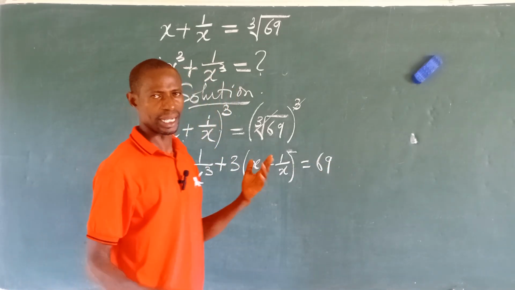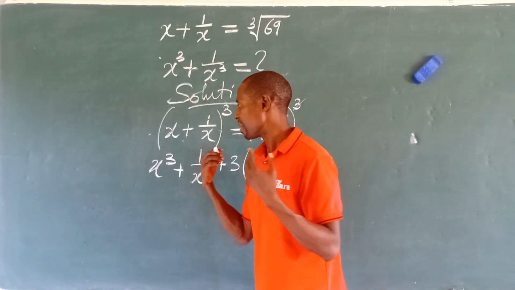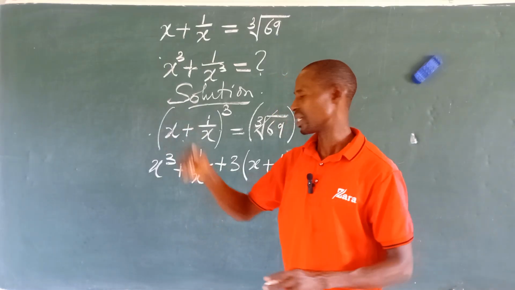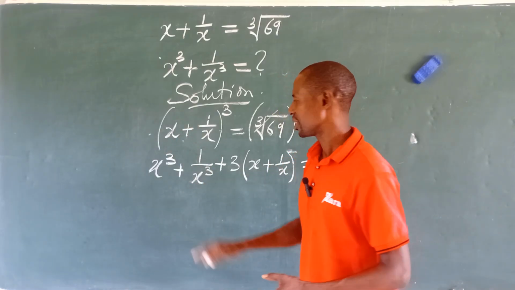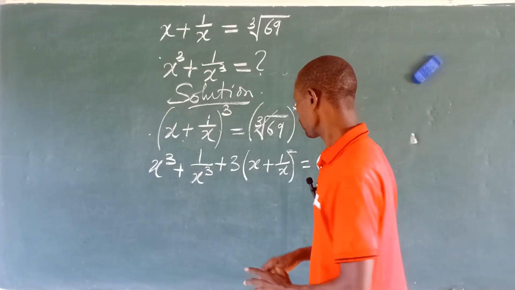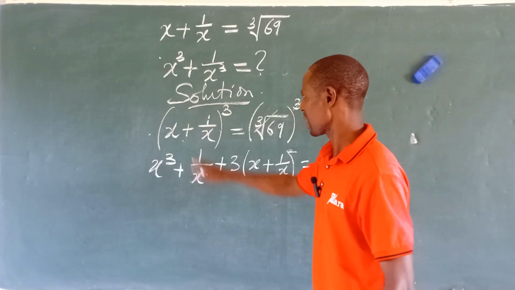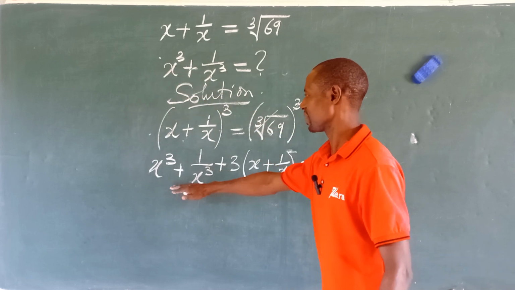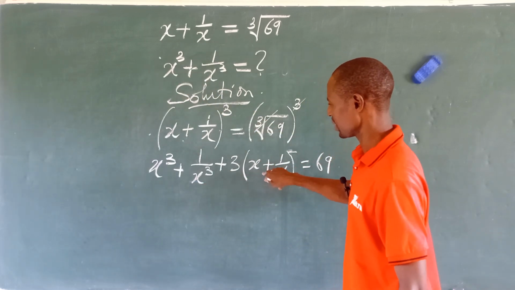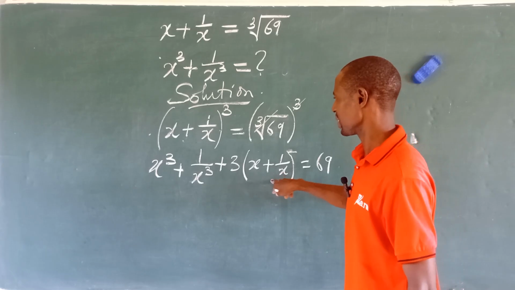Just keep this. Like I said, you can either use the binomial expansion method to get this, or you use the algebraic method to get this. Very simple, right? Good. So from here, we are looking for this, and we have it played out here already. All we just need to do is to see how we can eliminate this.